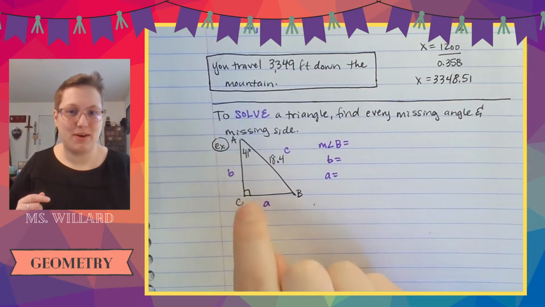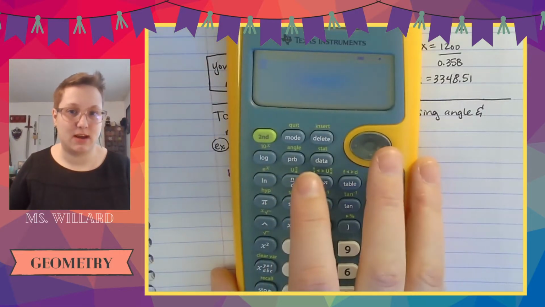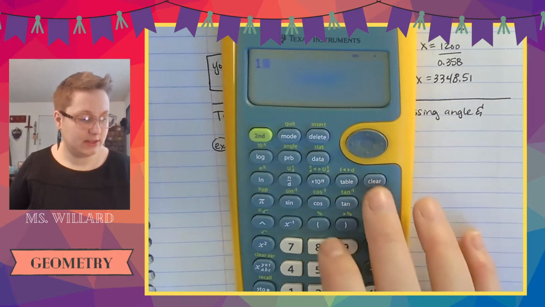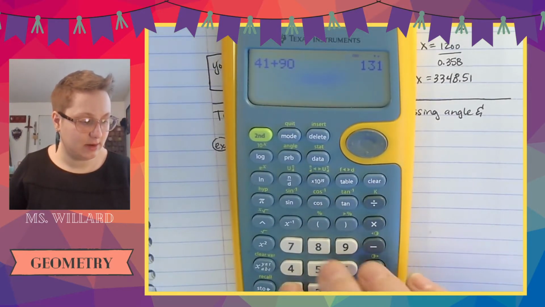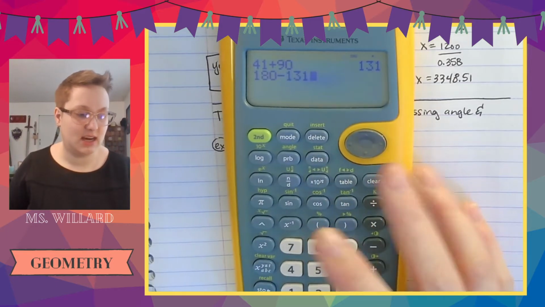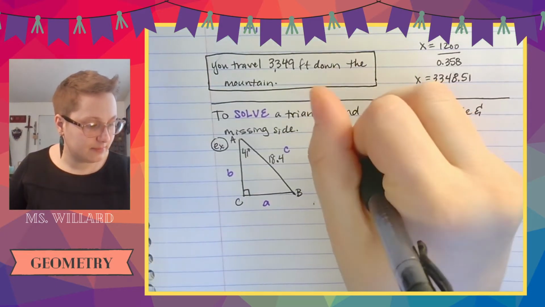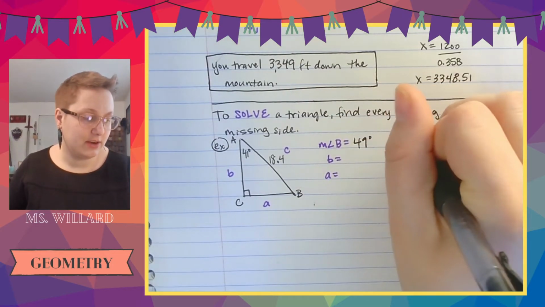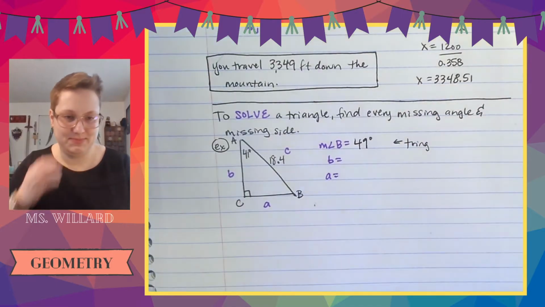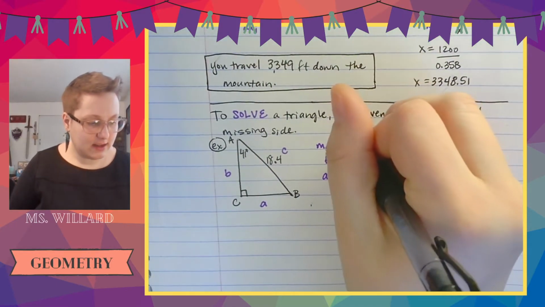Because this is 41, that's 90, I can easily do the sum equals 180. So I can do 41 plus 90, and then 180 minus that. Done. 49 degrees. So I just used the triangle angle sum. Okay, so it's 49 degrees.